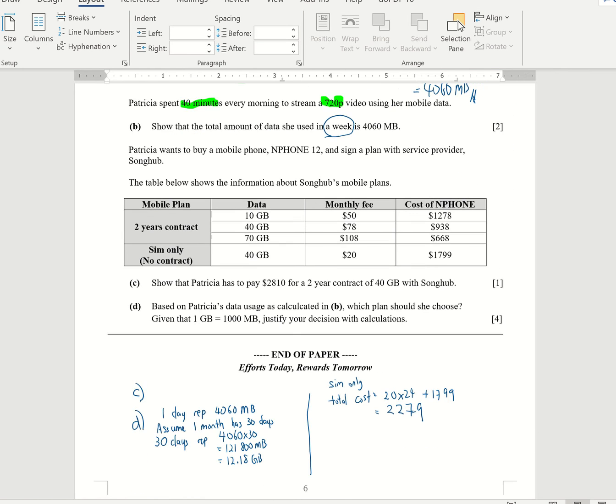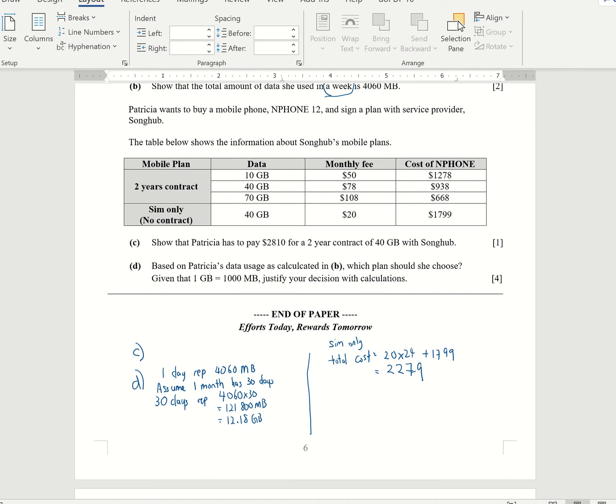Part C says that I want to buy a phone, and he pays a 2-year contract for 40 gig. So 2-year contract, 40 gig, I will look at this amount, so $78. This is the monthly fee for 2 years, so there are 24 months, and then I need to add the cost of the phone, which is 938. So 78 times 24 plus 938. This will be $2810.